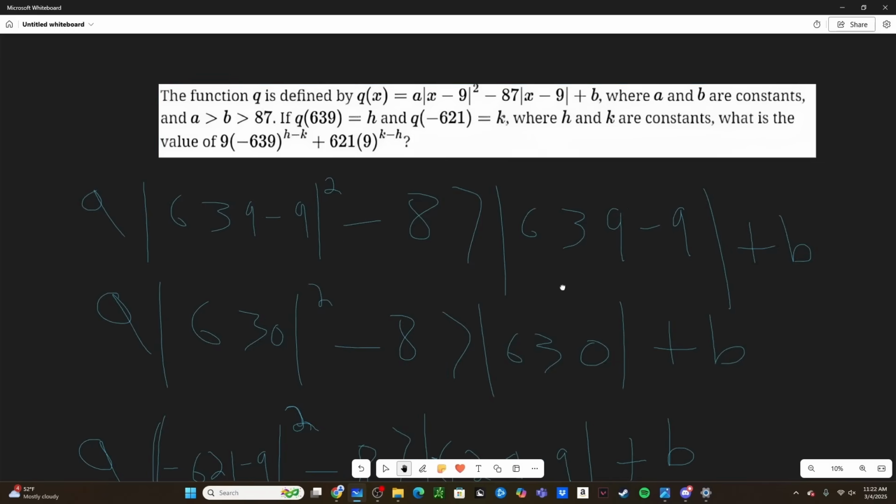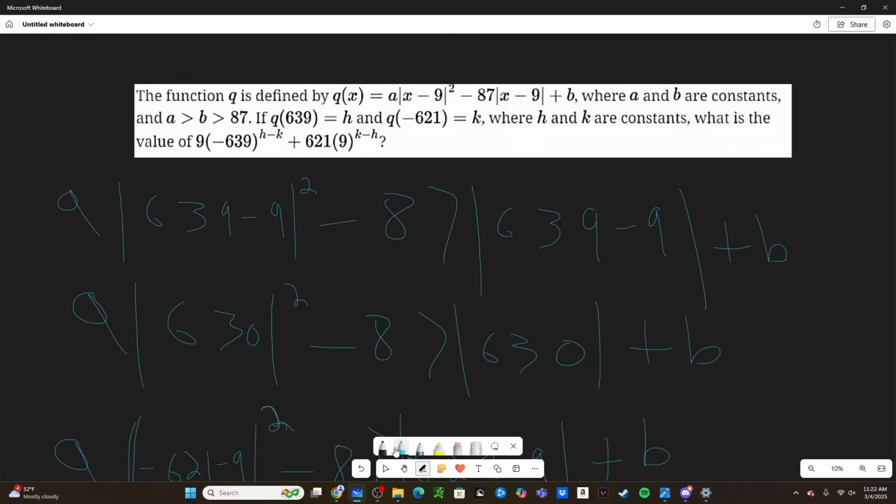So we're given so much information and so many numbers, it can get really confusing. A lot of people will even skip this question, but you can do this really fast. First of all, you don't need to do anything with a and b because you're not actually going to need those numbers or that inequality. Instead, do what they're giving you, which is q of 639. So plug in 639 as x into this equation.